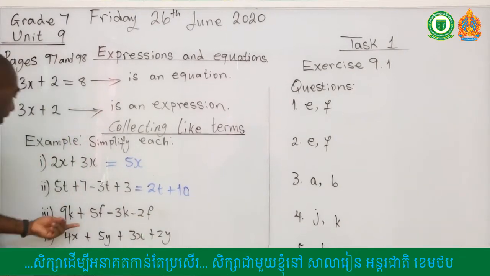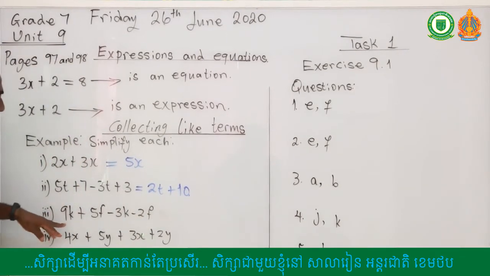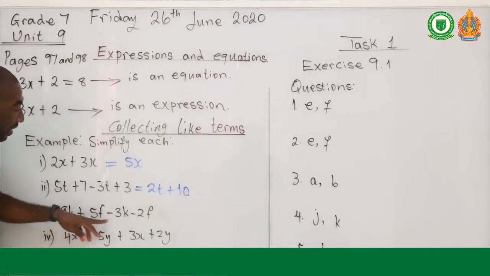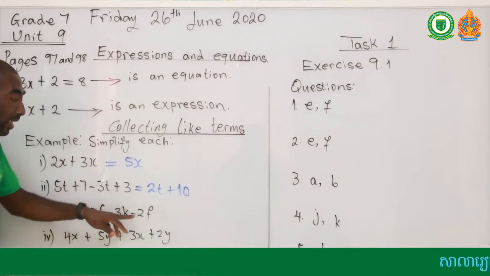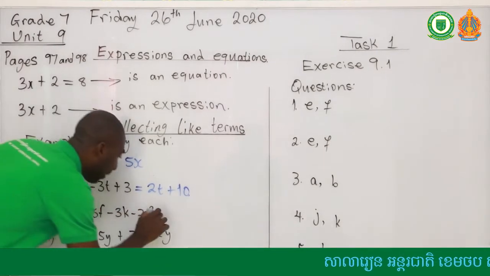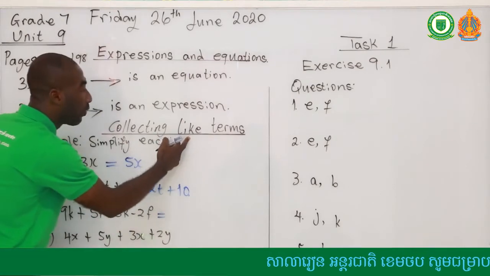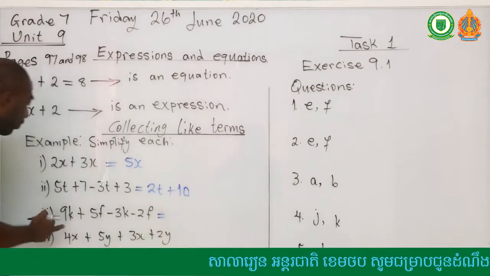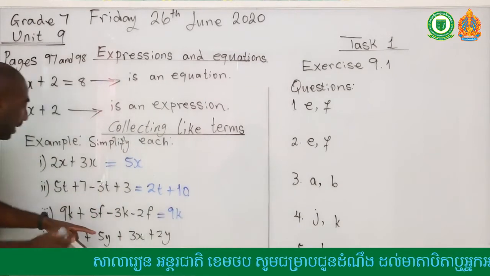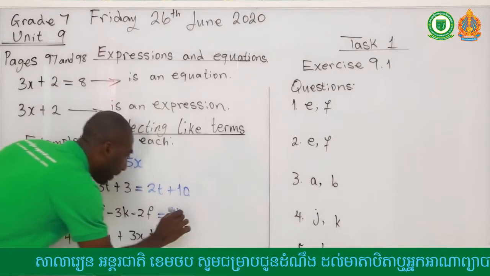Okay, now let's see this one. We have 9k plus 5f minus 3k minus 2f. So let's see how we can simplify. We are grouping the like terms. So we take 9k, so which other variable? 3k, which is minus.